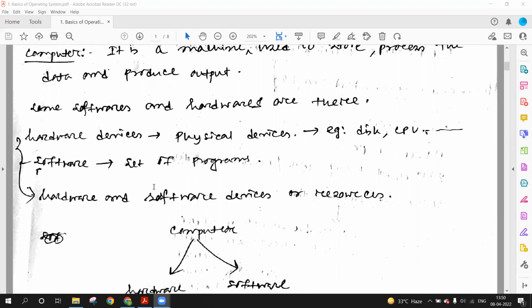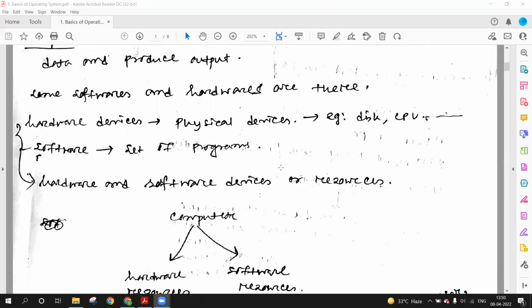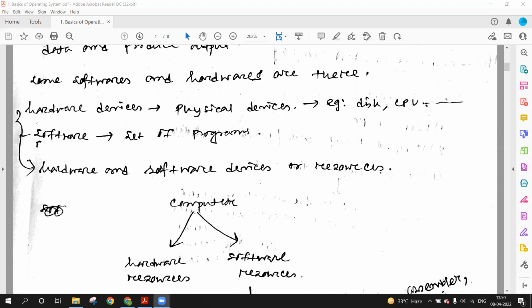Okay, so what are the hardware devices? Hardware devices means the physical devices that we can touch, like disk, CPU, monitor, mouse, anything. And software is a set of programs. Now, hardware and software devices or resources. So with the combination of these hardware and software devices, a computer is formed. Clear?